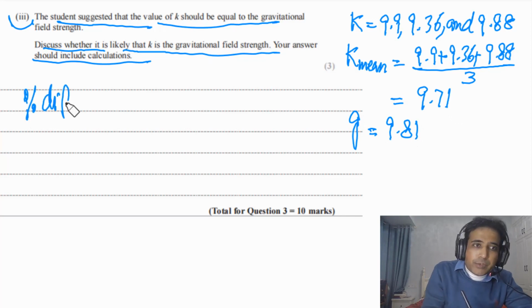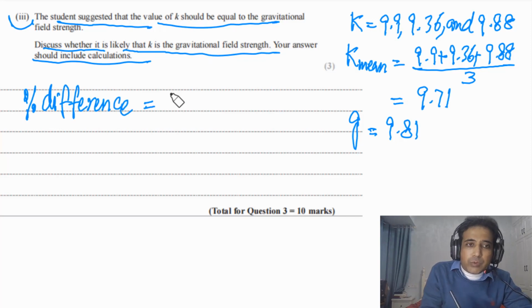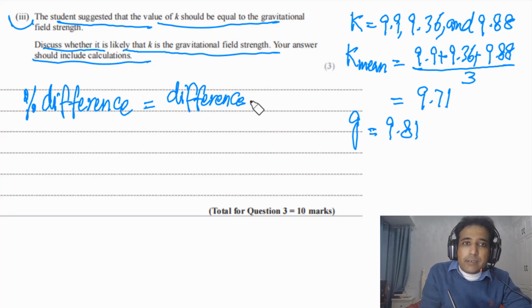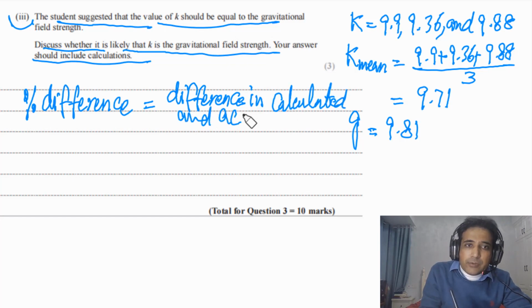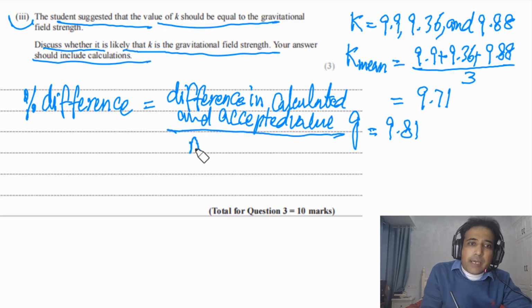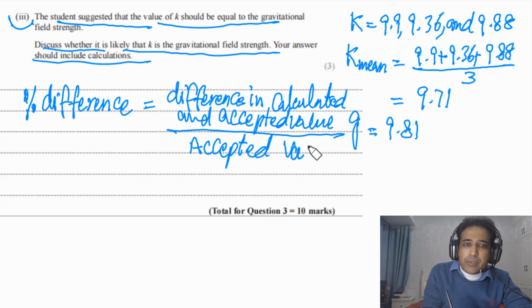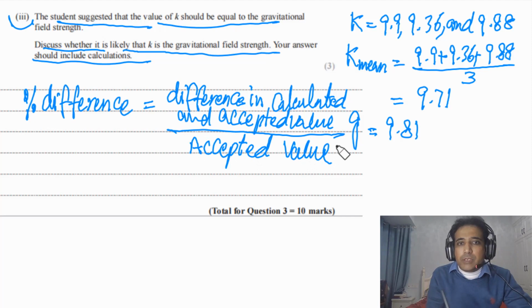Now simply we need to calculate the percentage difference. So let me write it down in a proper way. Most of the time students get confused with that. So we need to write down the difference between the calculated and accepted value, and this one we have to divide by the accepted value. It means we are comparing with G, so we have to divide by G. The accepted value, we are doing the comparison with G.